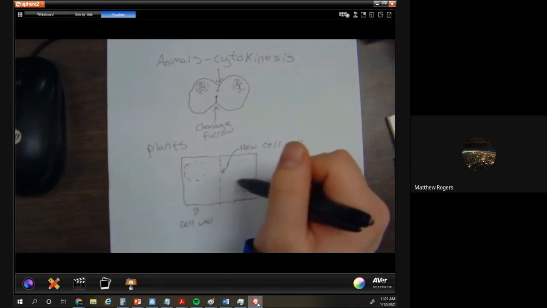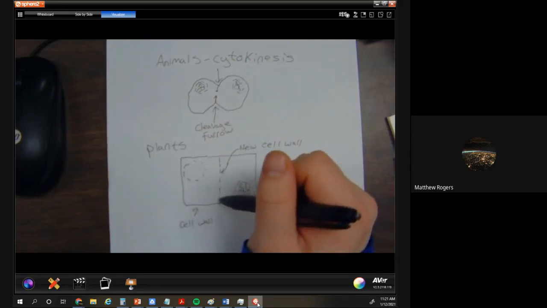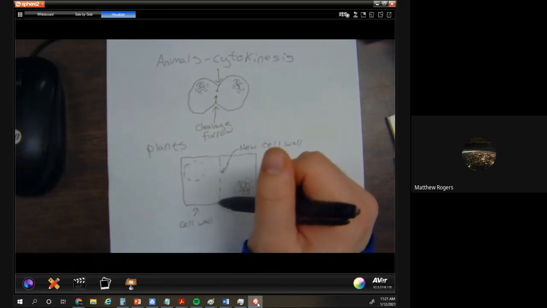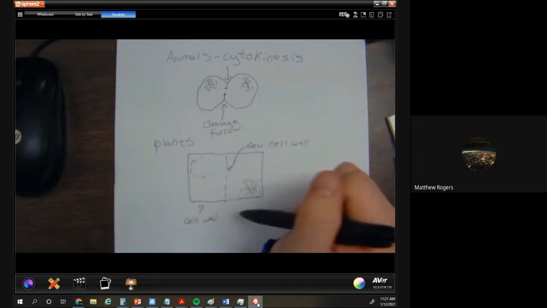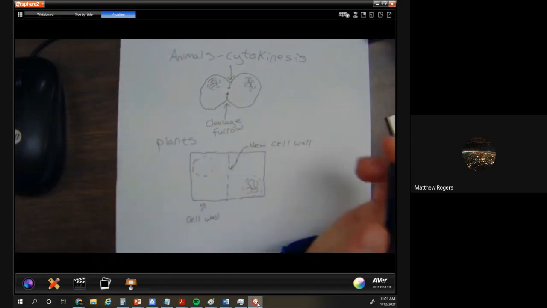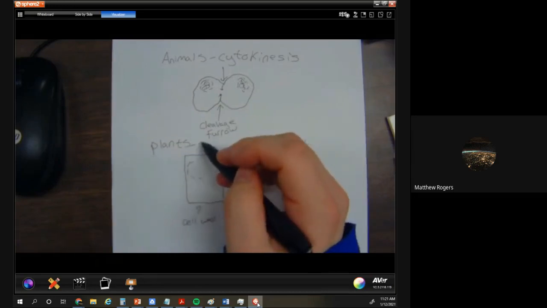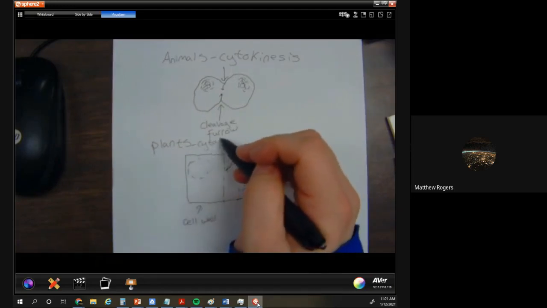Now from there, each cell can grow. So that's how a plant grows. I always get a question like, well, how does a plant grow? They just split the room that one cell already had. From there, the cell wall will grow outwards, okay? But we form a cell wall in between. So that is plant cytokinesis.